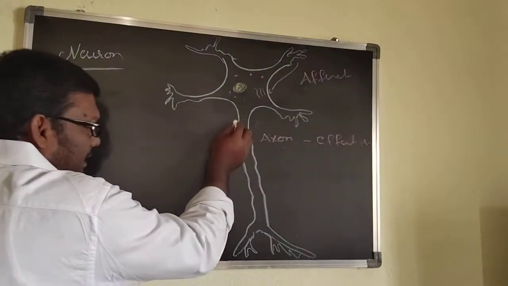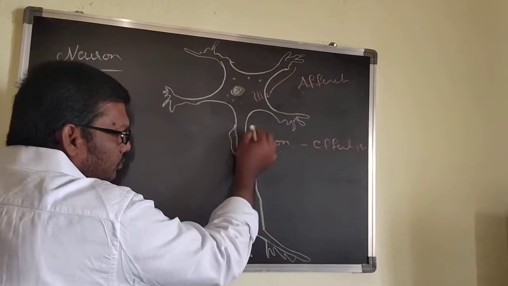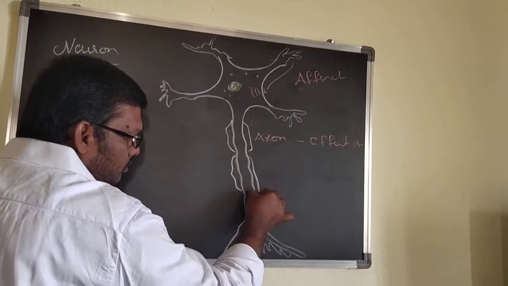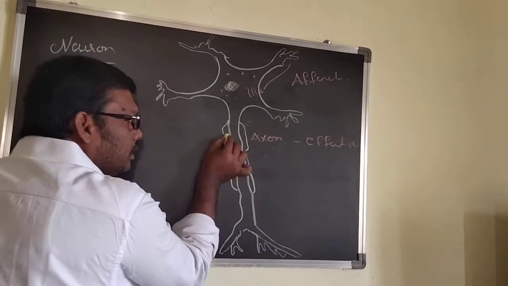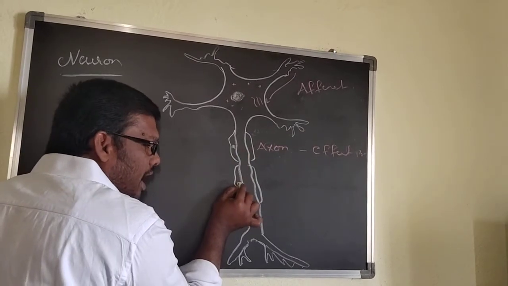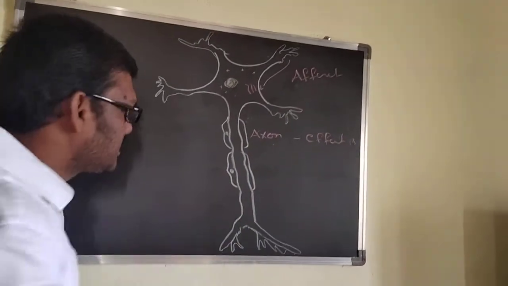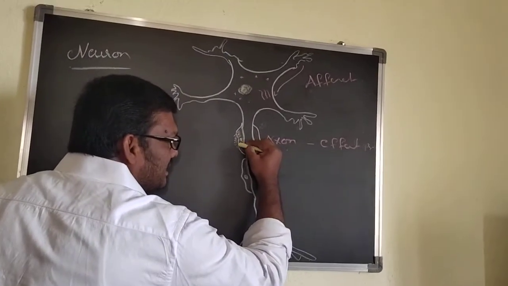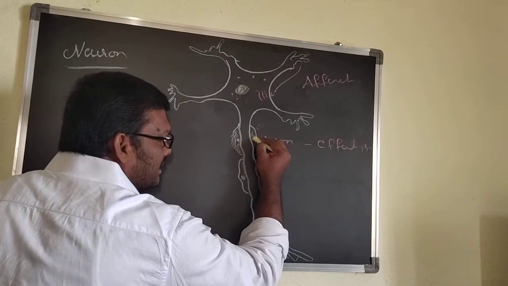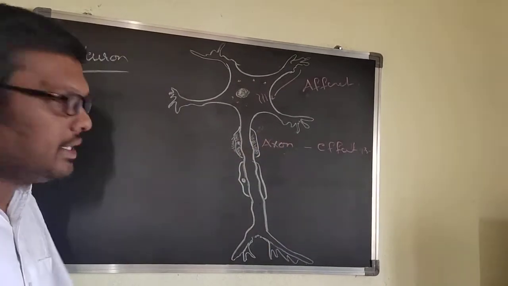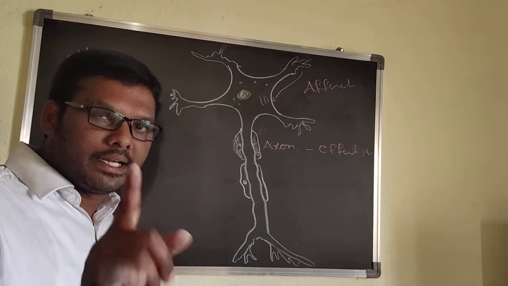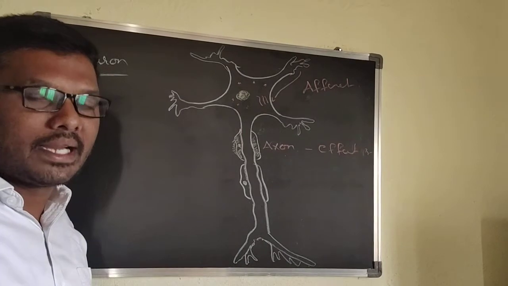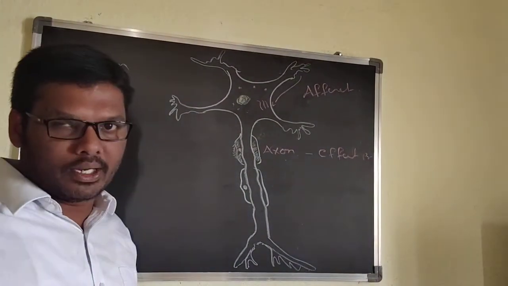Here I already said, now the supporting cells, that is the Schwann cells. These Schwann cells form a myelin sheath. See, if a myelin sheath is present, that neuron is called what? Myelinated neuron. If the myelin sheath is not there, that is called a non-myelinated neuron.